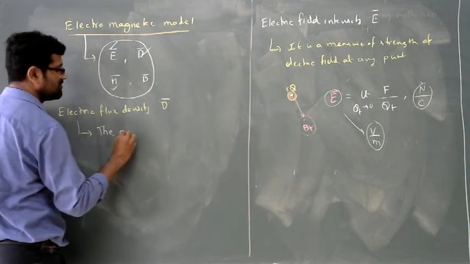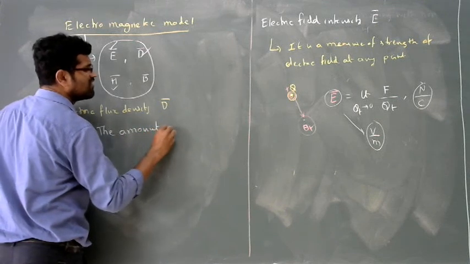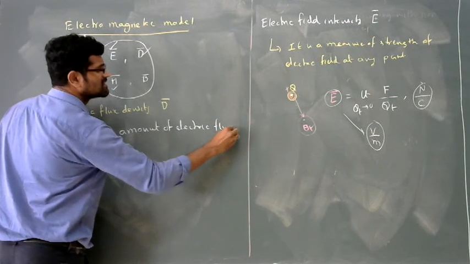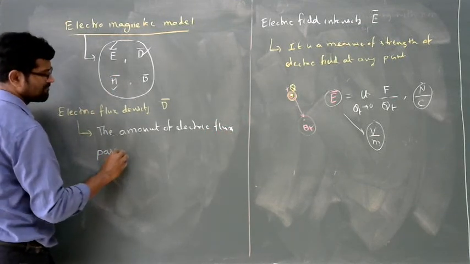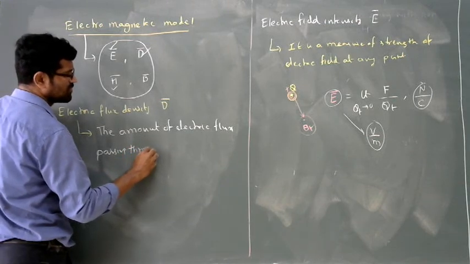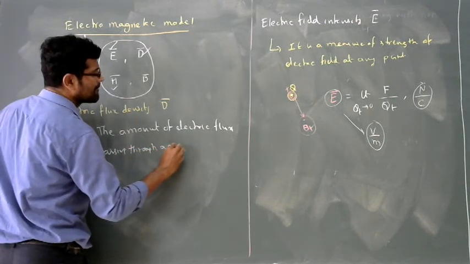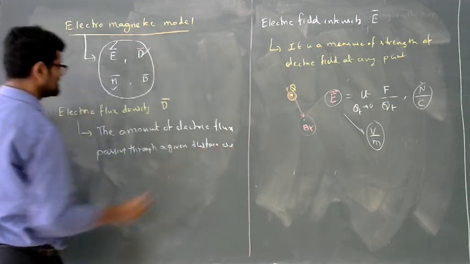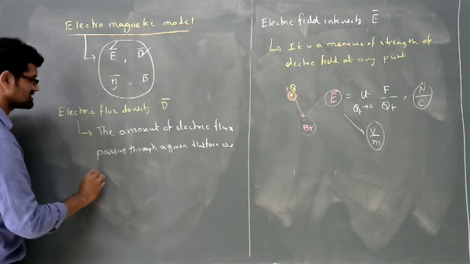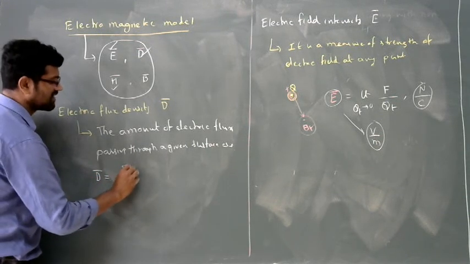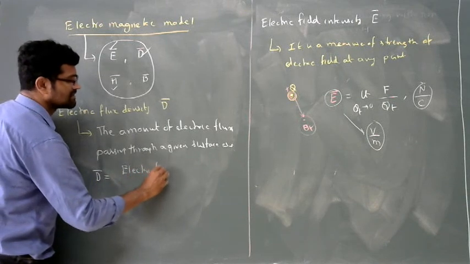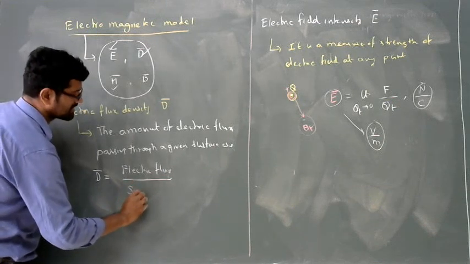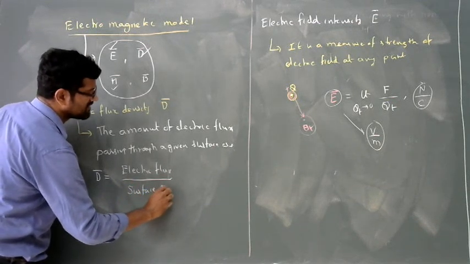passing through a given surface area. Then we found the definition: electric flux density is equal to electric flux by surface area.